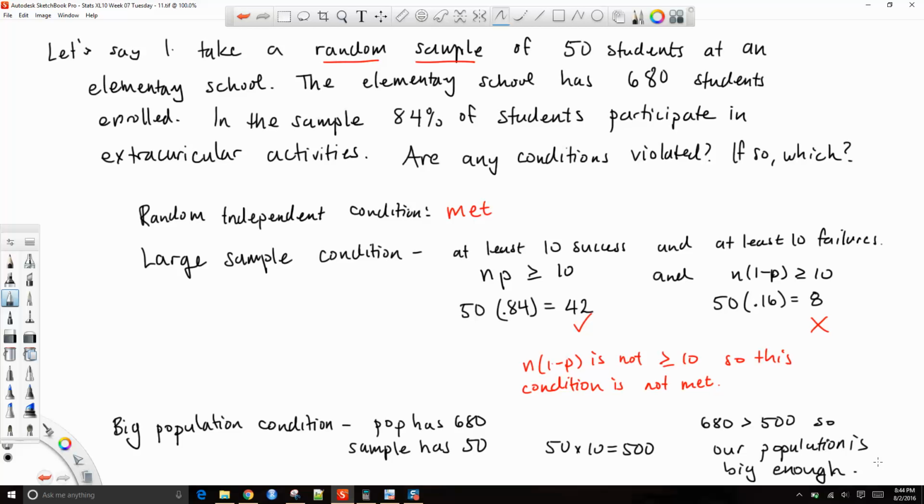Okay, and make sure you don't mix up. A common mistake is students mix up large sample condition and big population condition. Large sample condition means the sample itself has to be large enough. Okay, you need to have at least 10 successes and at least 10 failures in your sample. The big population condition means your population needs to be big enough, meaning it has to be 10 times bigger than the sample. Is this good? Do we need another example, or are we okay? We're okay. All right.